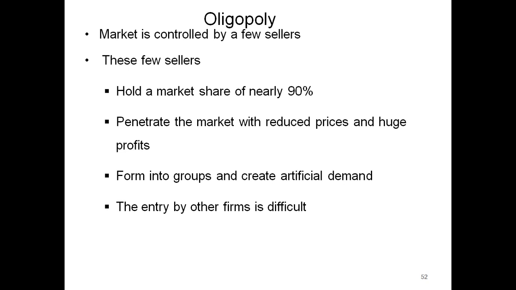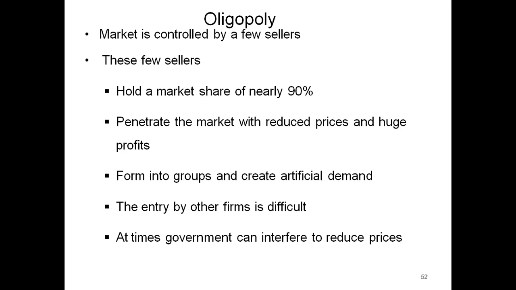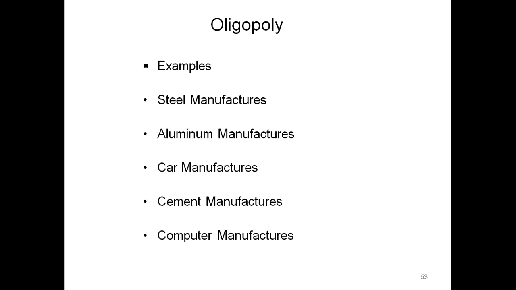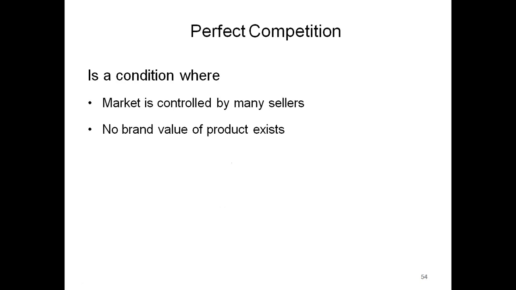The entry by other firms is difficult. At times, government can interfere to reduce prices. The competition is imperfect. Next comes oligopoly examples: steel manufacturers, aluminum manufacturers, car manufacturers, cement manufacturers, computer manufacturers.